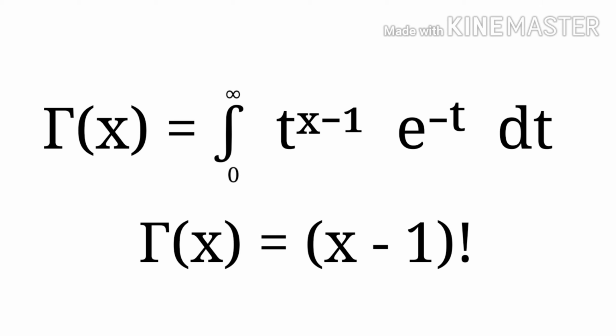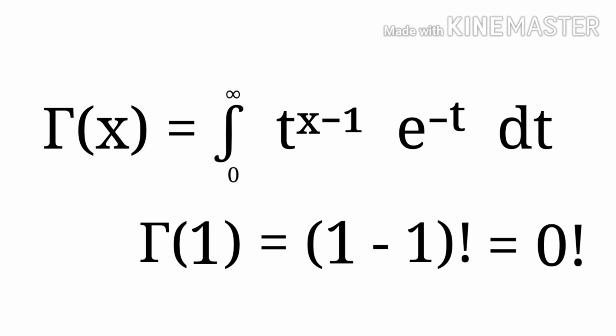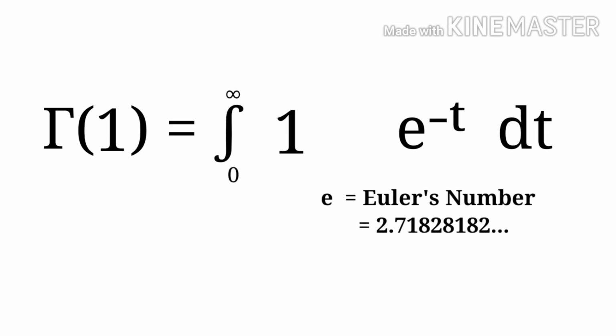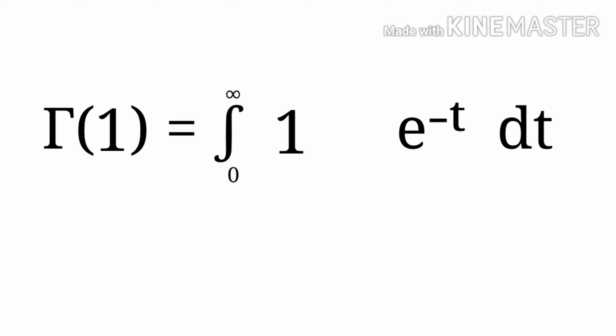So as we want 0 factorial, x must be equal to 1. Let us put the value 1 in the above equation. As we know, 1 minus 1 will be equal to 0, so t to the power 0 will be equal to 1. Here e is Euler's number. So the equation will become like this.